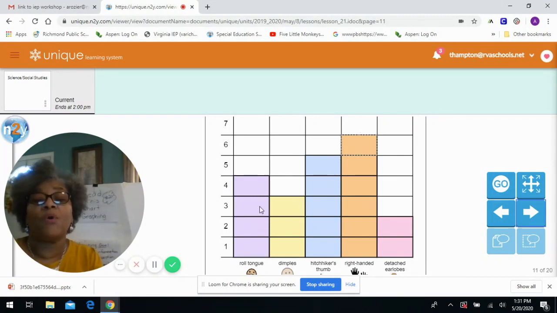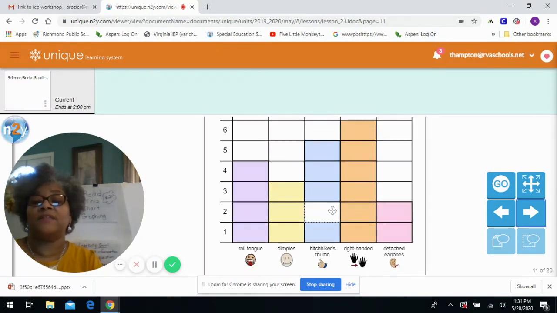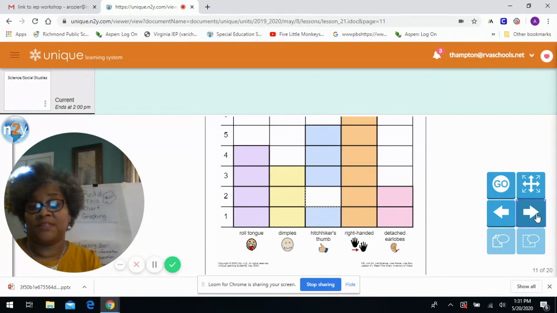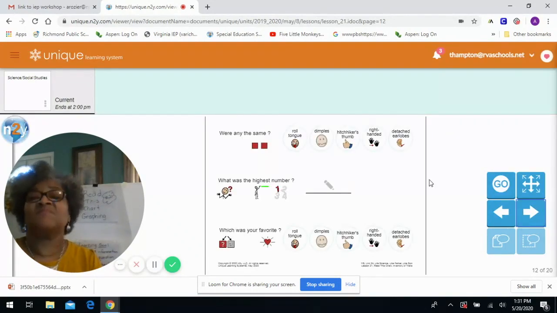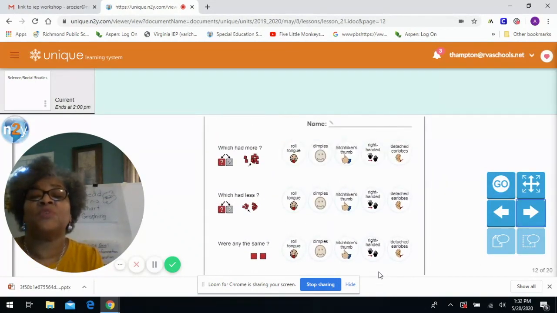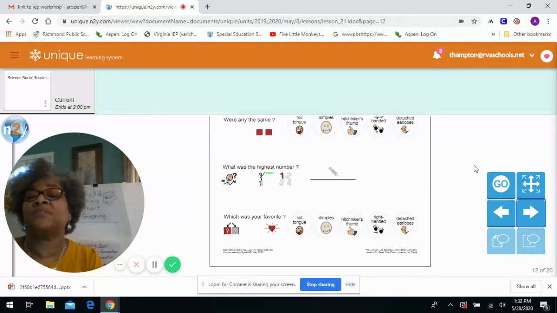All righty, so far we have 4 people that can roll the tongue, 3 people that have dimples, 5 people have how many? Because this is the number, that's how I know. Hitchhiker's thumb. There are 6 people that are right-handed and 2 people that have detached earlobes. Good. All right, and that's what you will take. That will be the survey that you could take at home. Okay, and let's go on to the next one.